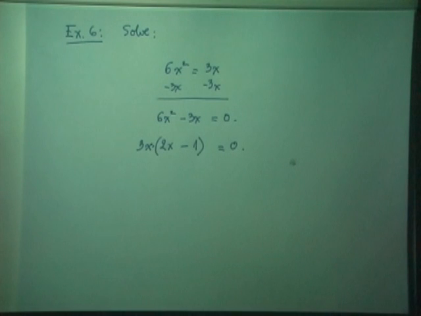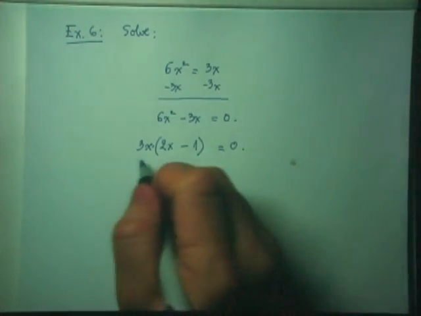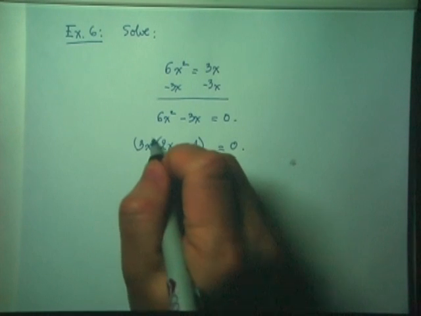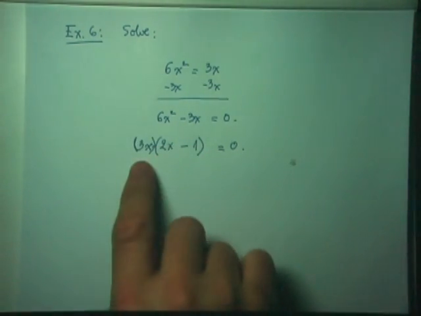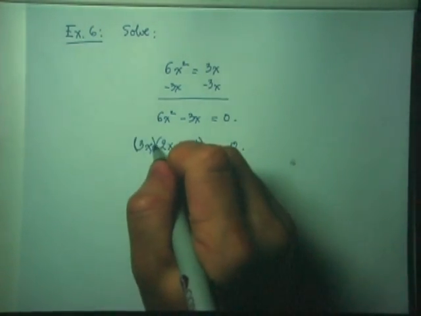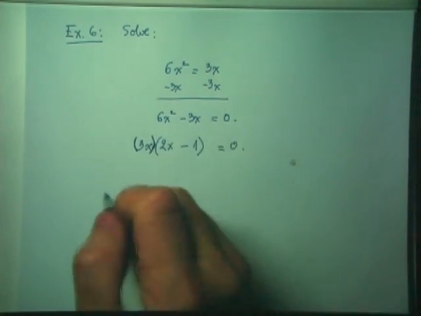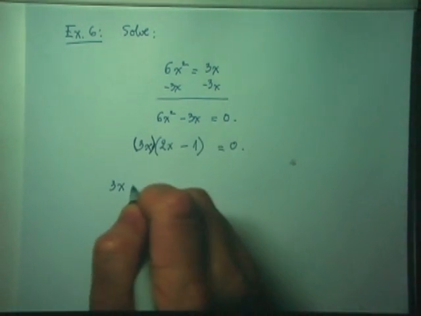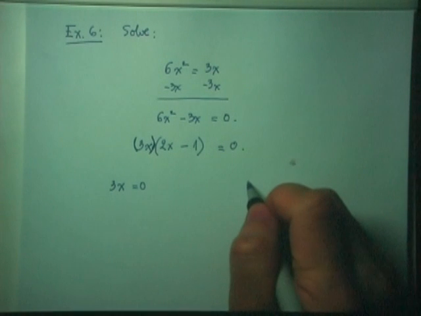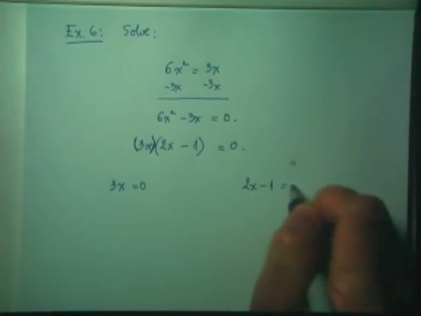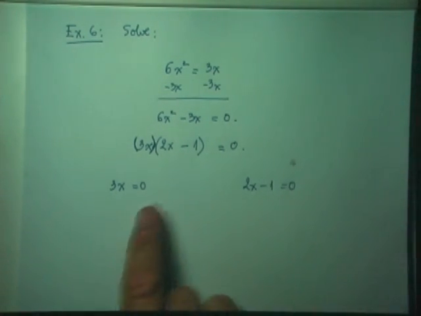Now, once again, you can think about it as having two independent factors, 3x times 2x minus 1. So what you can do is take 3x and set it equal to 0, then take 2x minus 1 and set it equal to 0. And then we solve each of these equations independently.